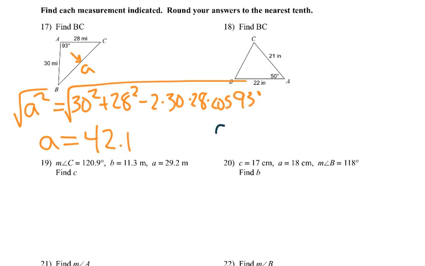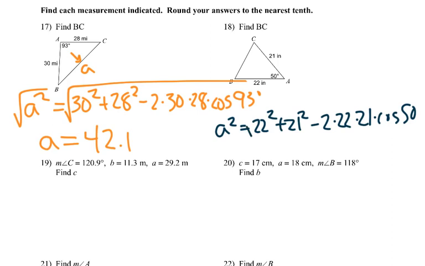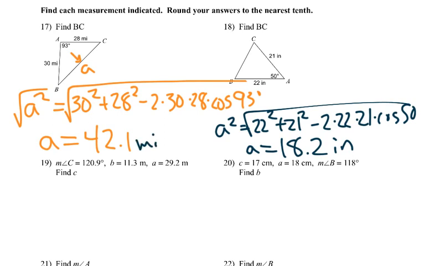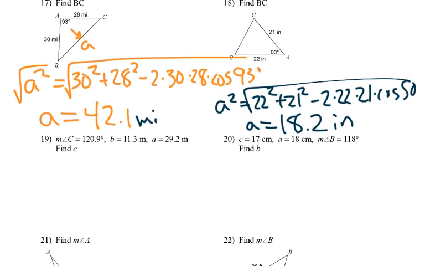Okay, it'd be a squared equals 22 squared plus 21 squared minus 2 times 22 times 21 times cosine of 50 degrees. Now I'm going to take the square root of it, so I just typed it in my calculator. And I end up getting 18.195, so 18.2 if I round. Inches, I suppose. And this would have been miles. Okay, 19 and 20, same idea.